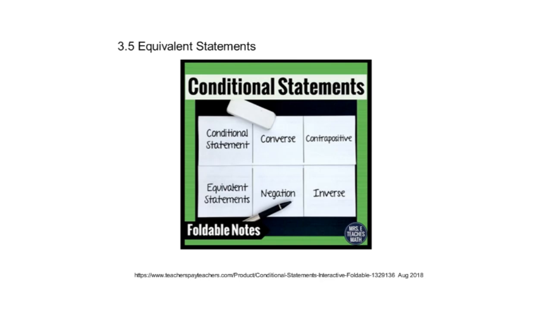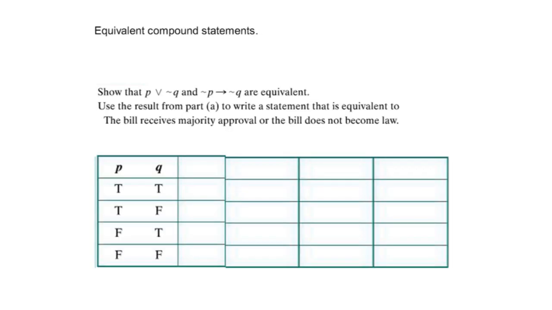In 3.5 equivalent statements, what we are going to be learning about, besides the conditional and biconditional, would be how to rewrite those in an equivalent way or form using the converse, inverse, and contrapositive. So let's get started. Equivalent compound statements. It says, show that P or not Q, and if not P, then not Q, are equivalent.